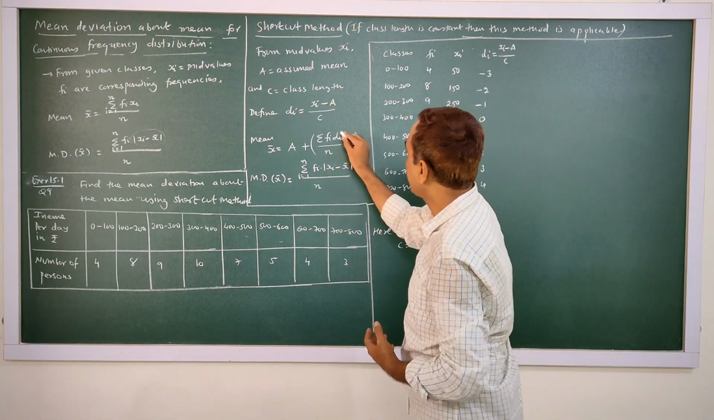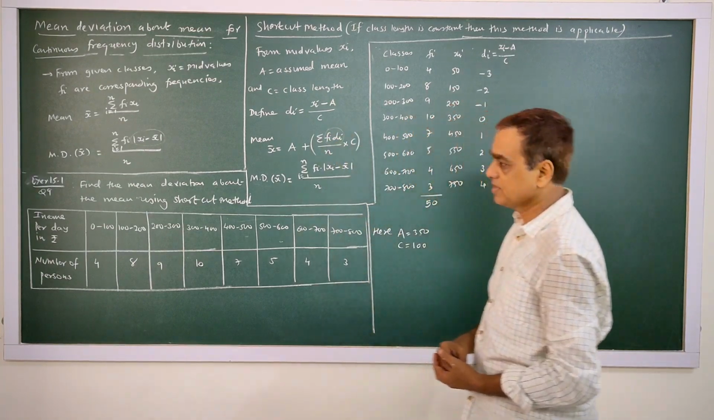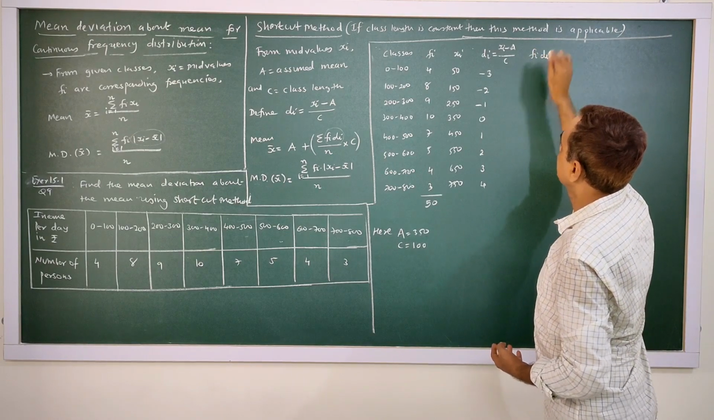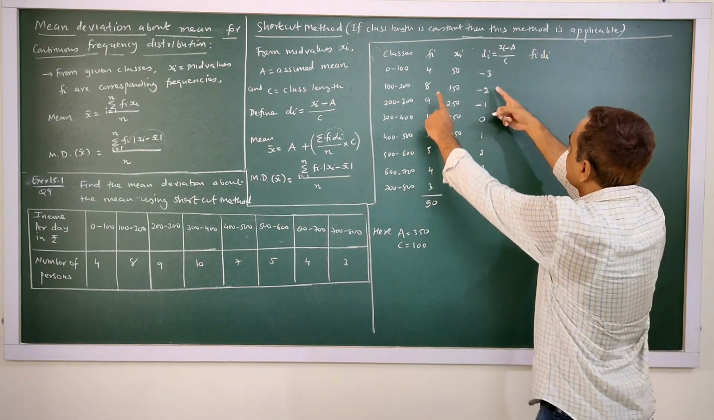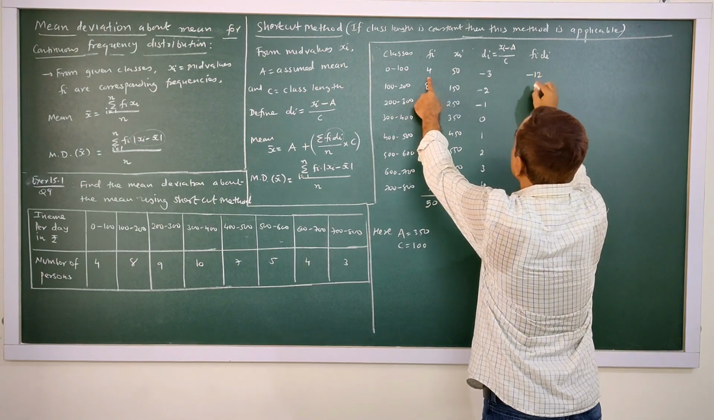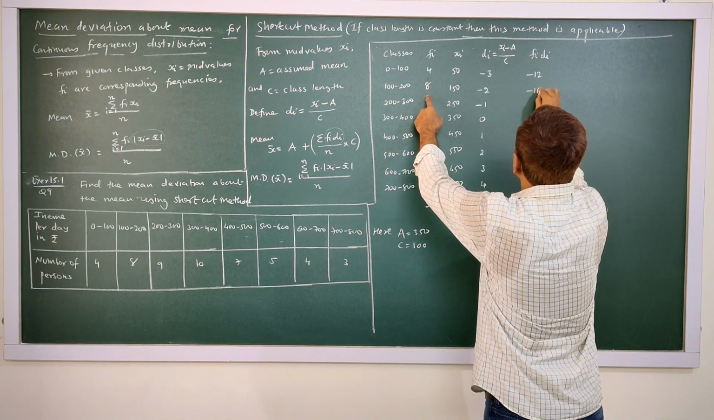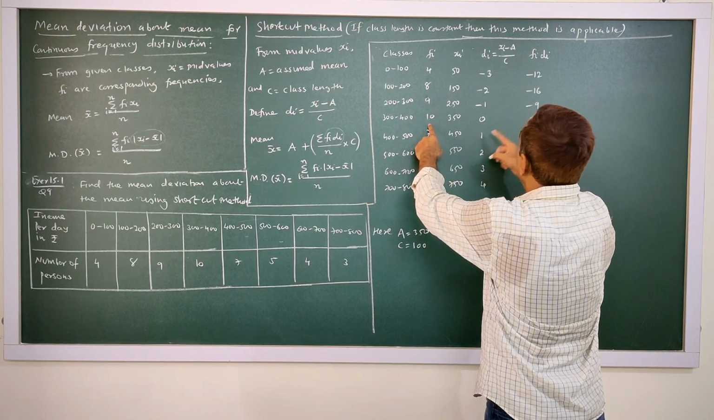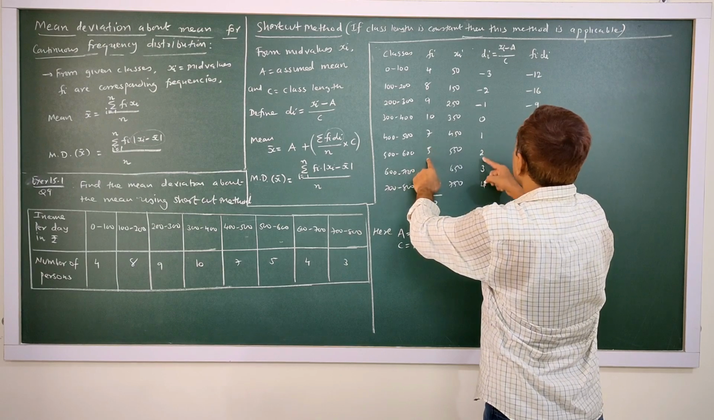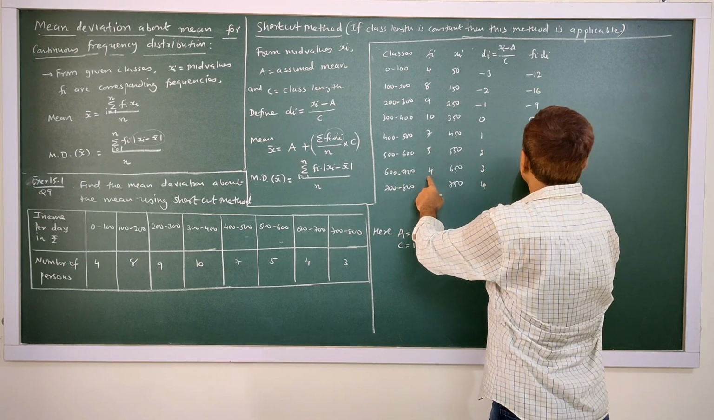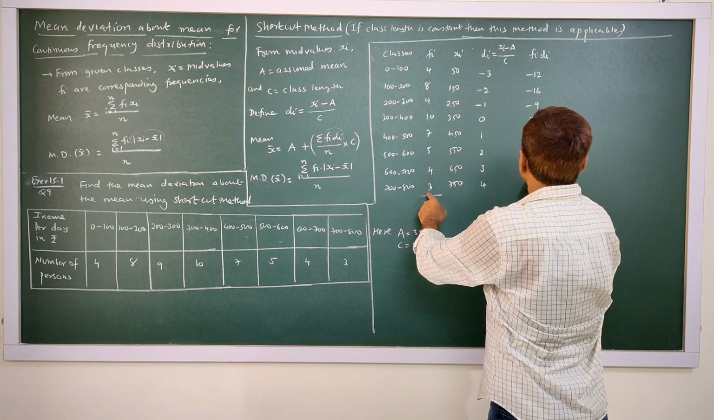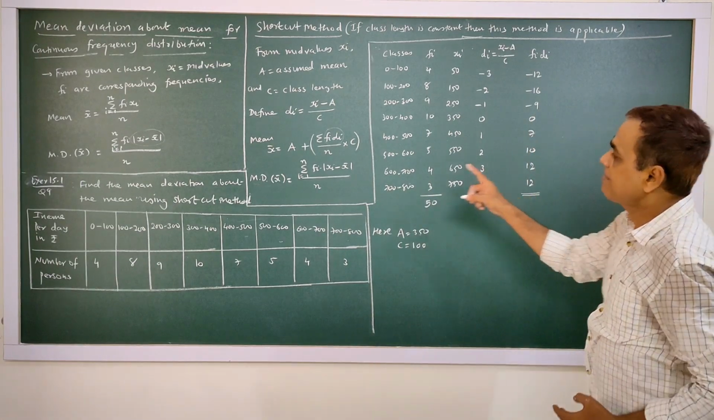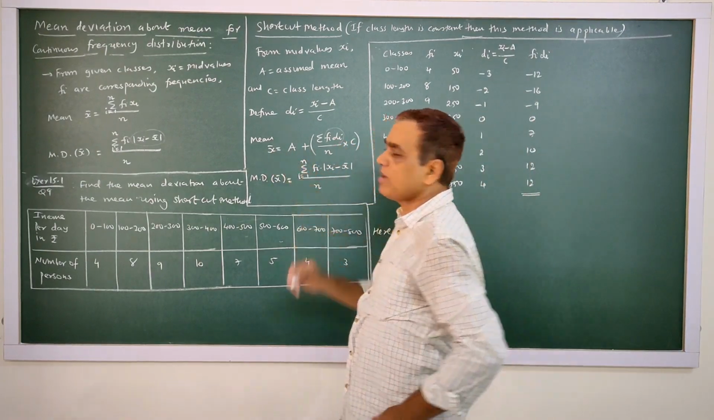Now prepare the column for fi into di. Fi into di. 4 into minus 3 is minus 12. 8 into minus 2 is minus 16. Minus 9. This will be 0. 7 into 1 is 7. 5 into 2 is 10. 4 into 3 is 12. 3 into 4 is 12. And we require the sum of fi into di to calculate x bar.